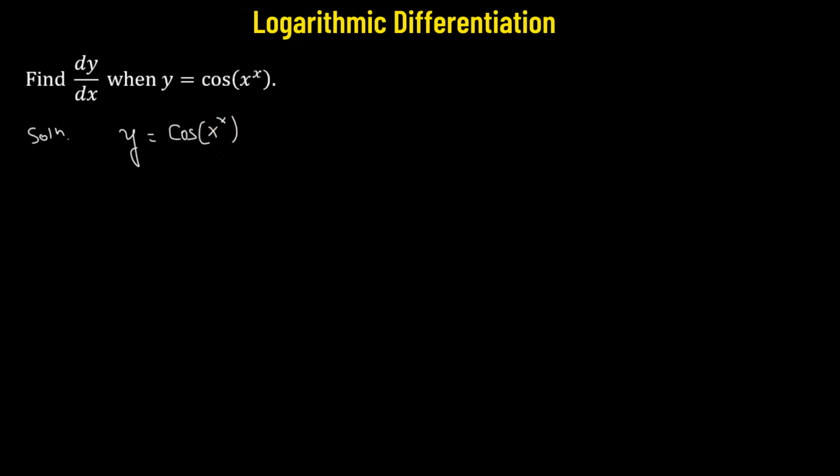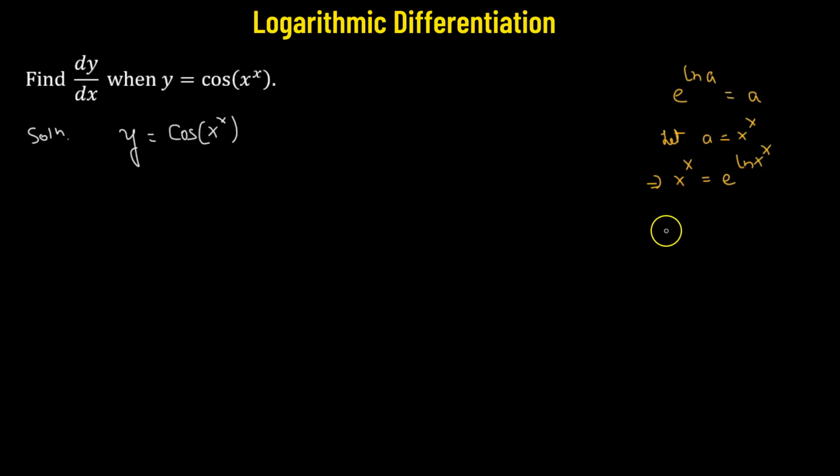Now what we'll do, we'll use a definition of logarithm that says whenever we have e raised to the power of natural log of a, this becomes equal to a. So that means if we consider a to be equal to x raised to the power of x, then we can rewrite x raised to the power of x as e raised to the power of log of x raised to the power of x.